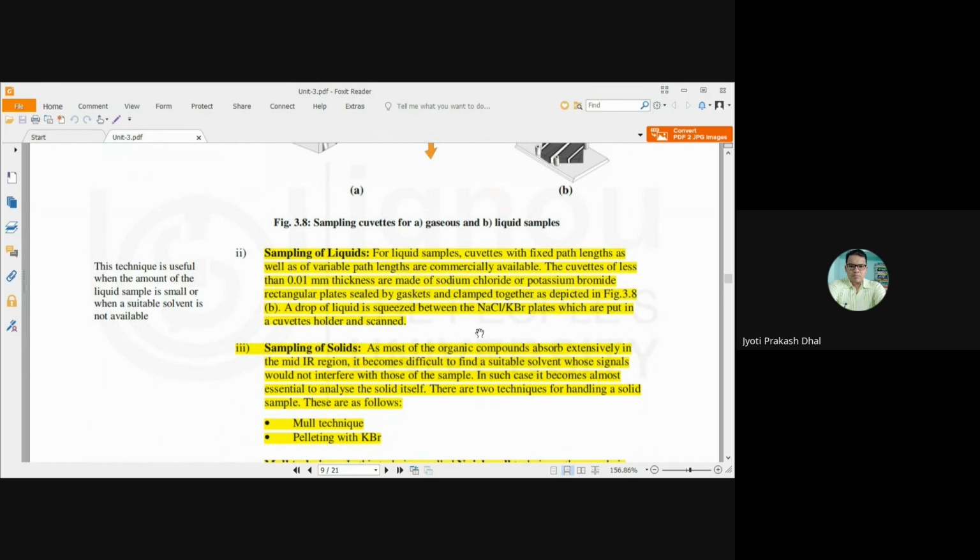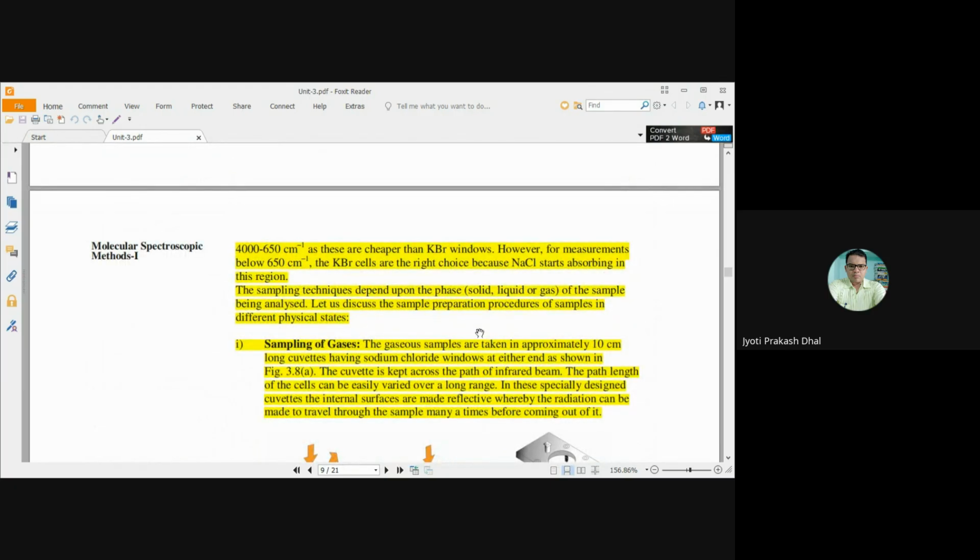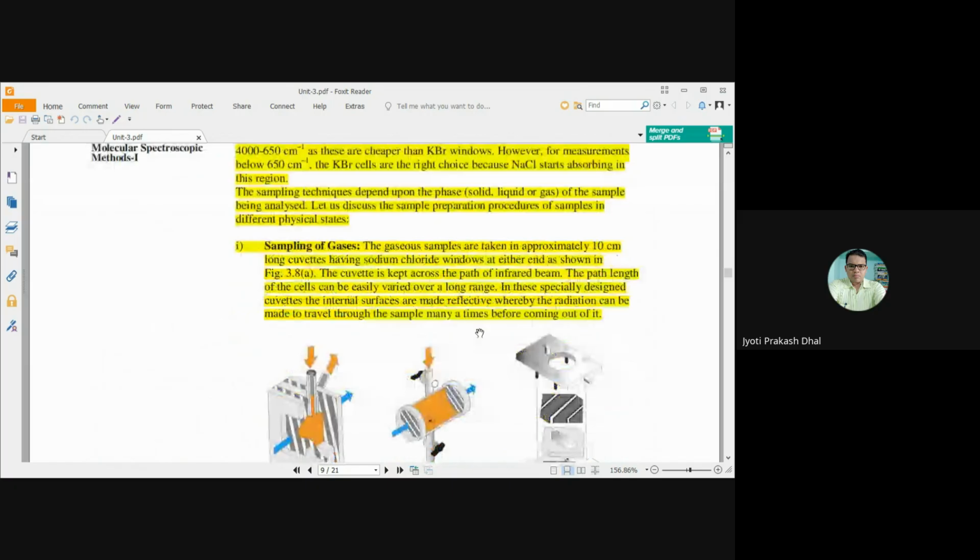Now for liquid samples, cuvettes with fixed path length as well as variable path lengths are commercially available. The cuvettes with less than 0.01 millimeter thickness are made of sodium chloride or potassium bromide. If you want to analyze your sample between 650 cm⁻¹ and 4000 cm⁻¹, then cheaply you can use sodium chloride. But if you need the measurement below 650 cm⁻¹, definitely you have to use the KBr cell.